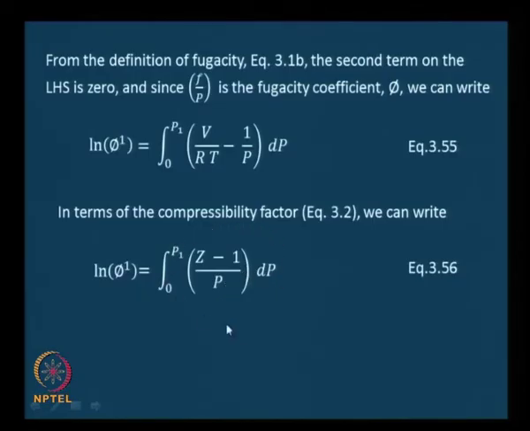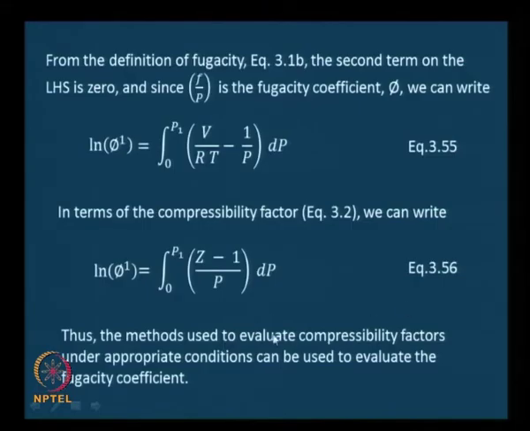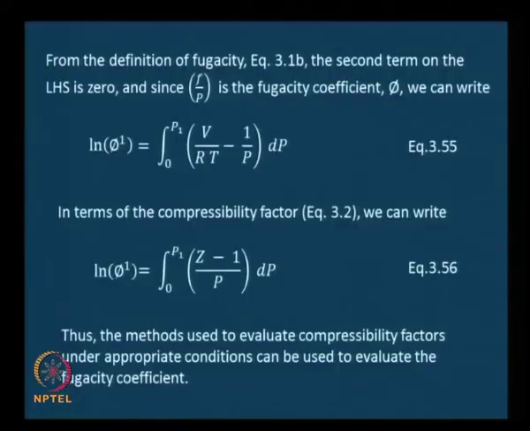We have on the right hand side all that can be evaluated. We already know methods for evaluating the compressibility factor, starting right from the initial part of this module, and therefore, by evaluating this, we can get an estimate of the Fugacity coefficient at a particular point. In this case, 1 denotes the particular point at which the estimation is made. The methods used to evaluate the compressibility factors under appropriate conditions can be used to evaluate the Fugacity coefficient. So, whatever information that we have gathered so far in terms of evaluating z can directly be ported on here to evaluate the Fugacity coefficient.